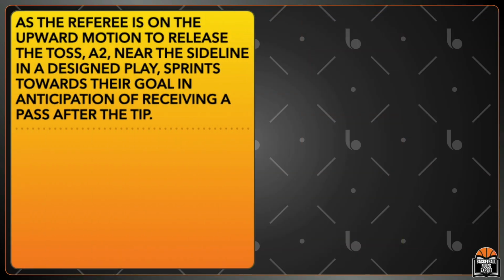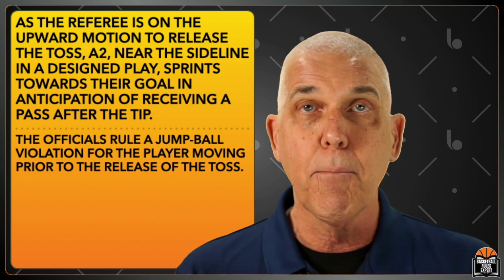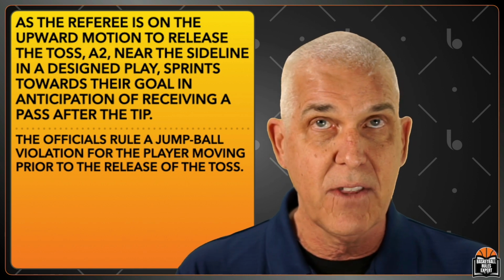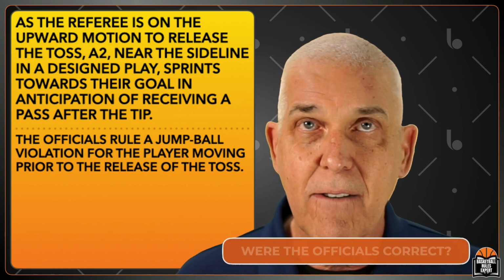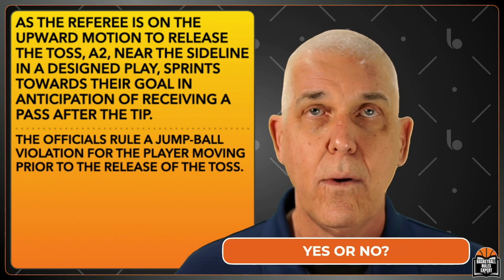As the referee is on the upward motion to release the toss, A2 near the sideline in a designed play sprints towards their goal in anticipation of receiving a pass after the tip. The officials rule a jump ball violation for the player moving prior to the release of the toss. Were the officials correct? Yes or no?